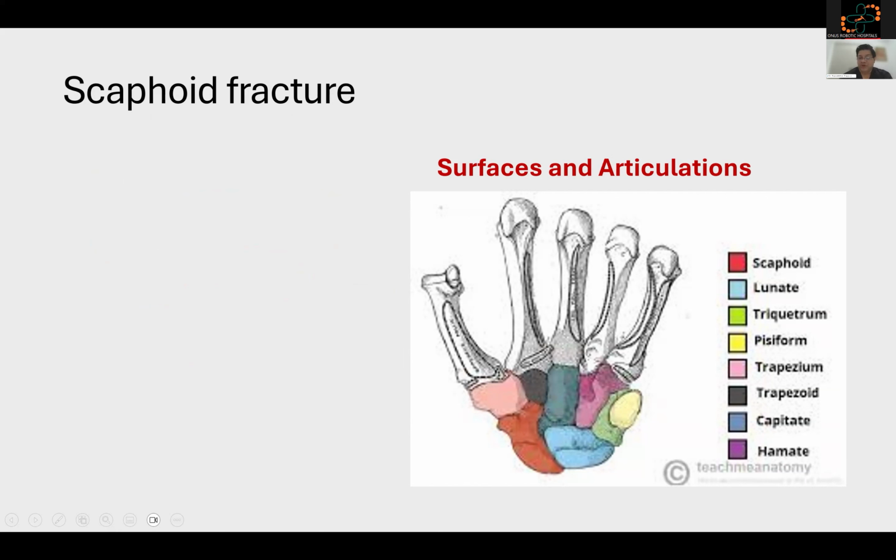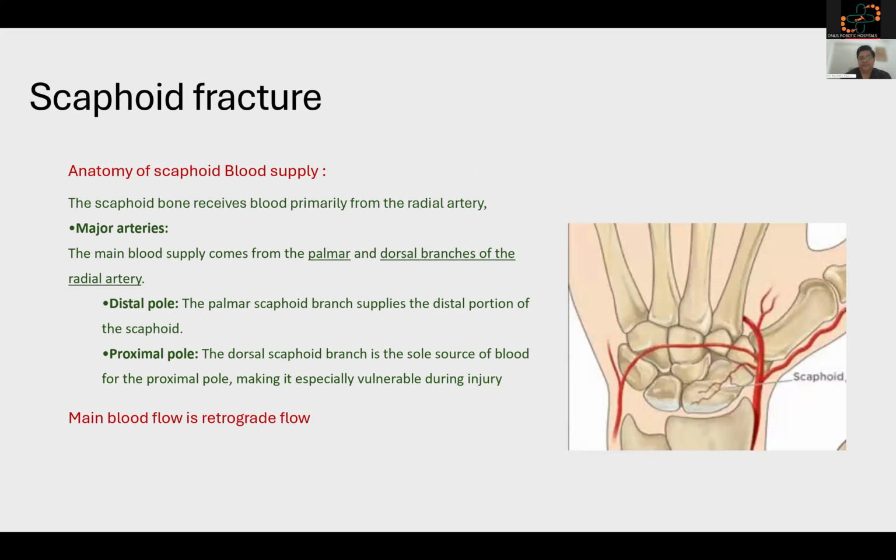With this, it supports the index finger and also the thumb. It is a very important bone in the proximal row of the carpus, which provides stability. It is also one of the bones that articulates with the radius, with the second largest articulating surface after the lunate. Of all these bones, only two articulate with the radius: one is the scaphoid, the other is the lunate.